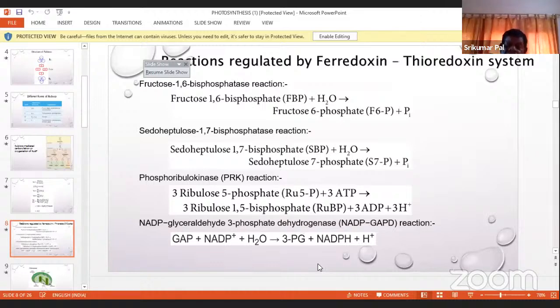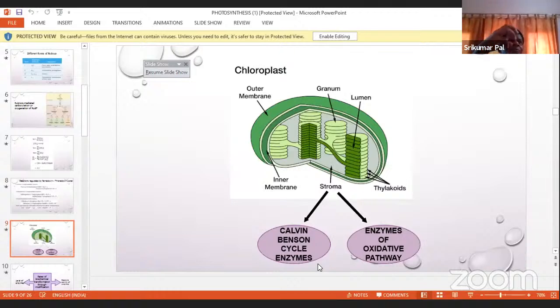Okay. So why is light regulation required for the regulation of this Calvin-Benson cycle? Light regulates the flux through the Calvin-Benson cycle, and this light regulation is critical. Why is it critical? Because the chloroplast stroma contains both Calvin-Benson cycle enzymes that catalyze the synthesis of carbohydrate, and at the same time the enzymes of the oxidative pathway which catalyze the degradation of carbohydrates. If both processes operated at the same time, it would be a futile cycle.